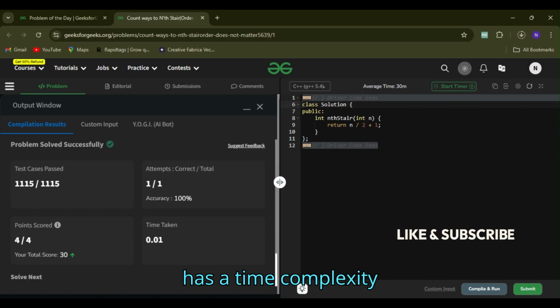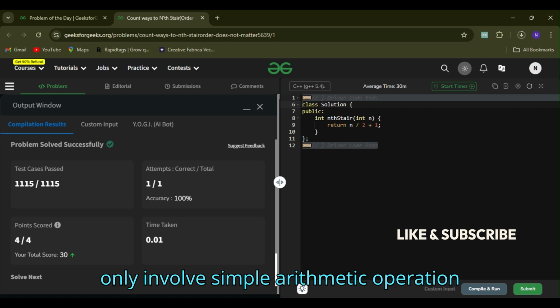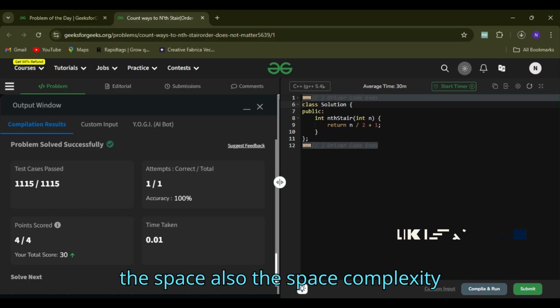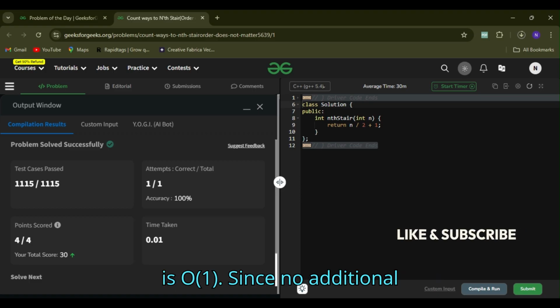The solution has a time complexity of big O 1 since it only involves a simple arithmetic operation. The space complexity is big O 1 since no additional space is needed.